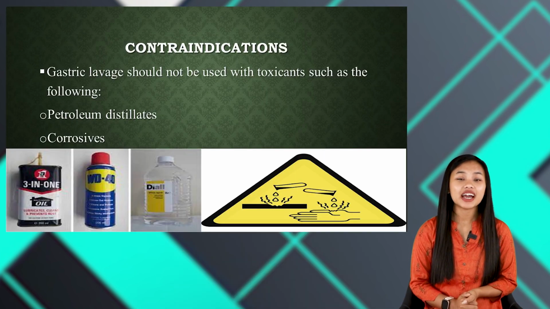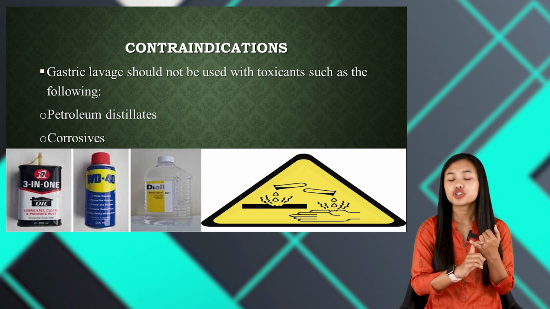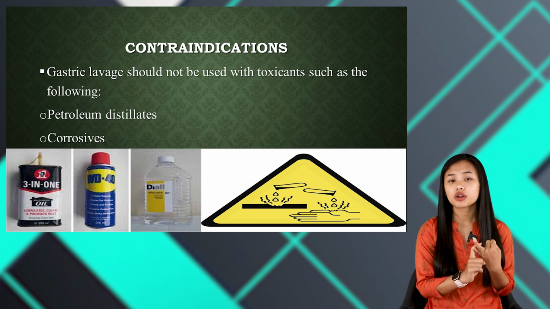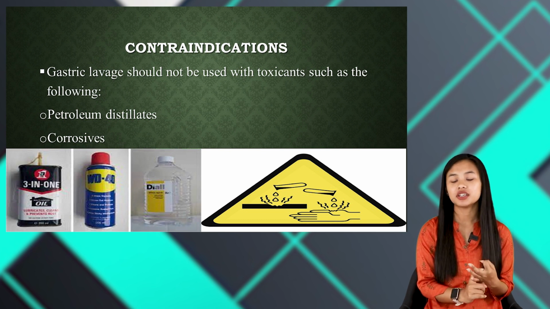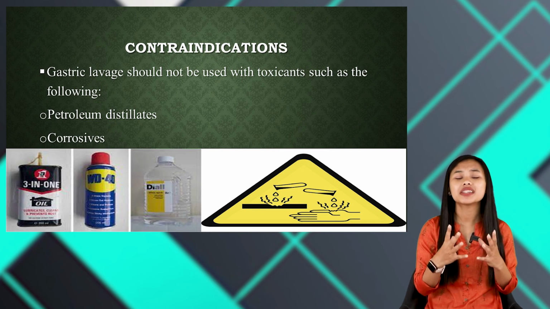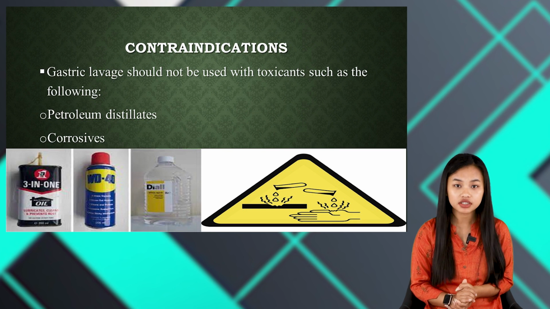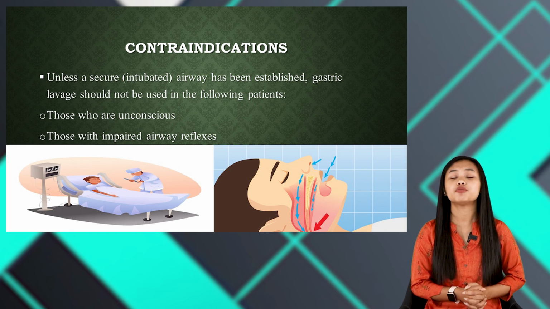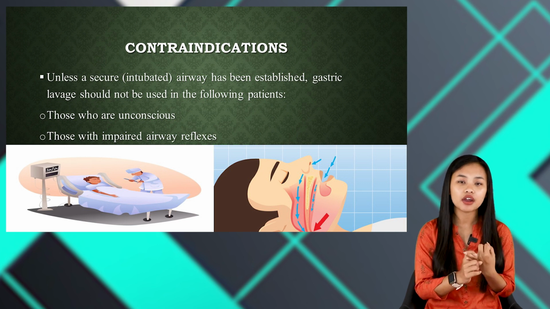Whenever you are performing this gastric lavage, you should make sure that you do not use it with toxicants such as petroleum distillates, for example gasoline or furniture polish, with corrosives, that is strong acids and strong bases, as well as CNS stimulants, because here the act of vomiting may trigger convulsions. And unless a secured airway has been established, this gastric lavage should never be used in an unconscious patient, as well as in those patients with impaired airway reflexes.